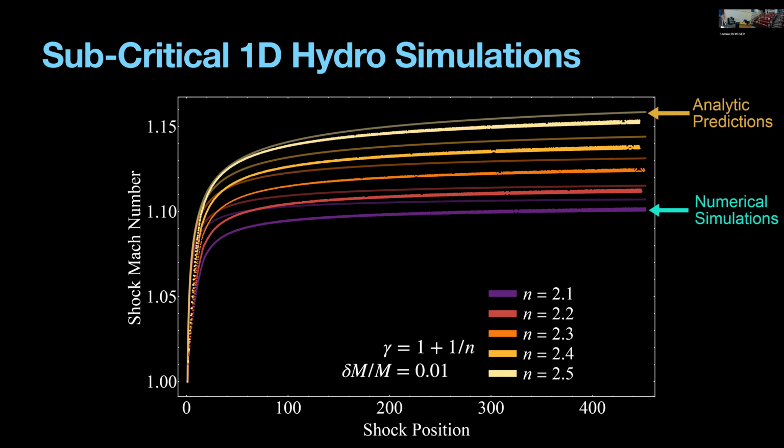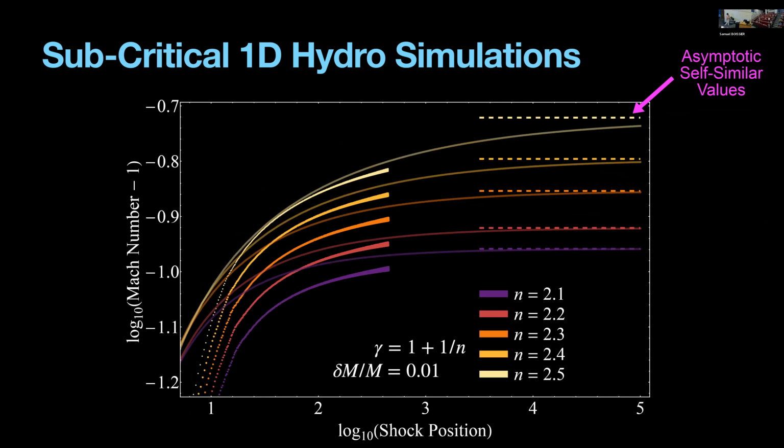So this is just a comparison between the analytic solutions and numerical simulations. The dotted curves are numerical simulations, and the fainter curves are the analytic predictions. And again, what this is showing is that you initially start out as a sound wave. You form a shock, but the shock that you form is extremely weak and essentially nothing more than a sound wave.